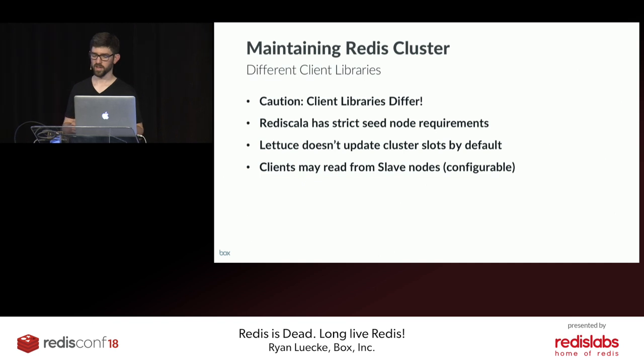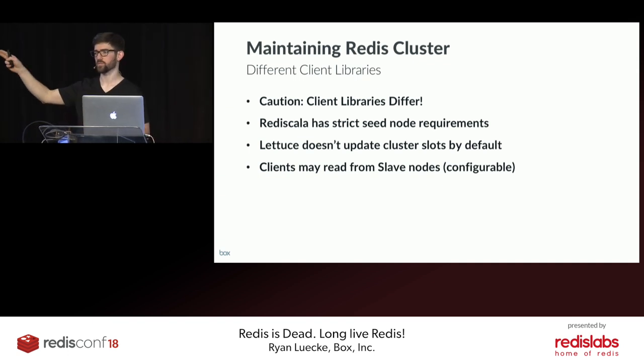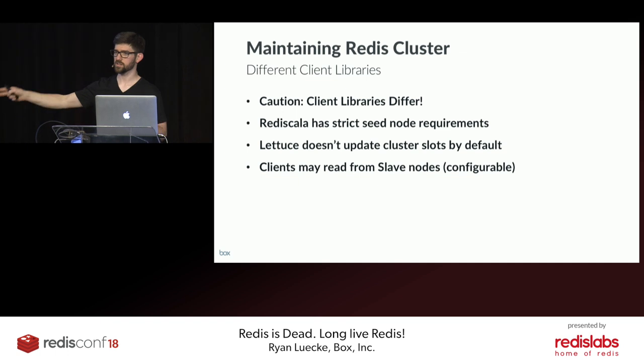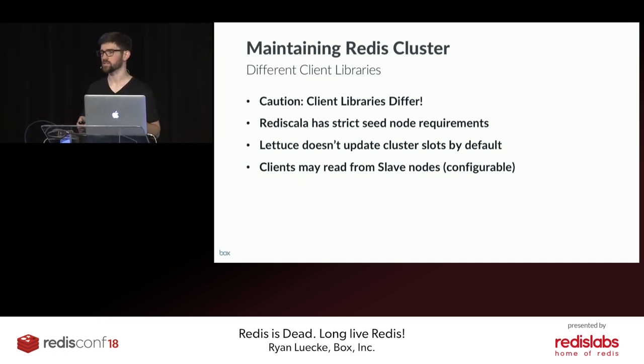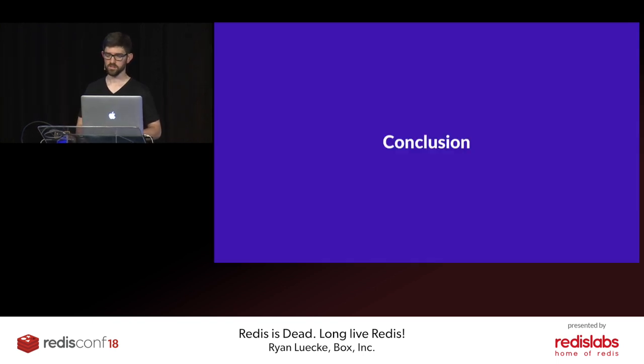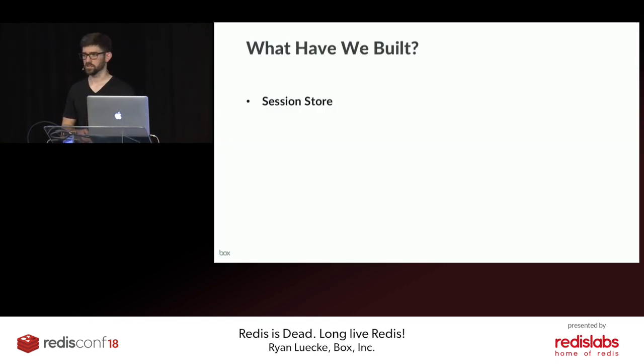Someone found out that one of our clients was reading from a slave node, and this broke some of the guarantees they thought they had in their application, because there was a lag between the time they saw their data from the master and on the slave. So some data seemed to be lost, but actually it was just replicating. So in conclusion, what did we build?